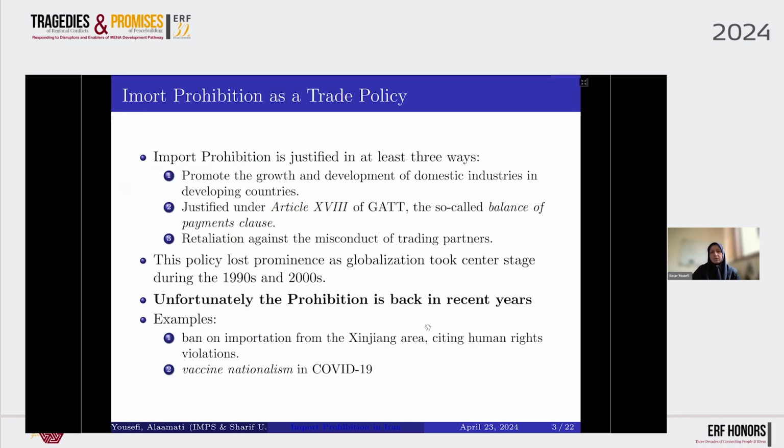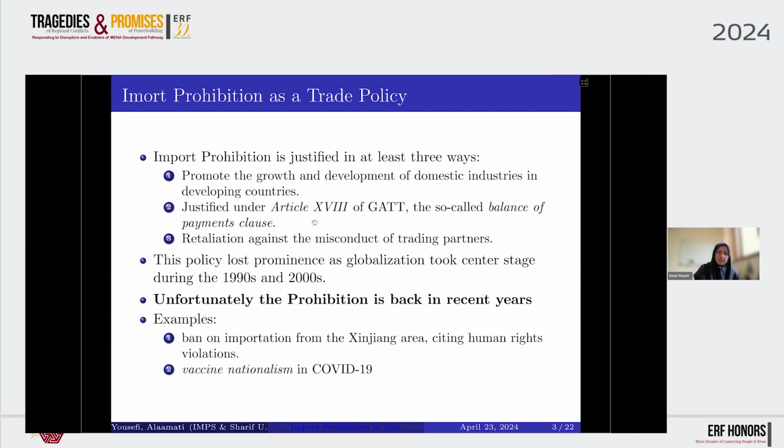The import prohibition is one of the trade policies, one of the trade interventions. It's a longest-standing one, and we have seen it in the history of trade, and it's justified in at least 3 ways. The first justification is regarding the development strategies of different countries. For example, if a developing country wants to implement a development plan, it sometimes contains some trade policies or some trade prohibitions in order to substitute import with domestic production.